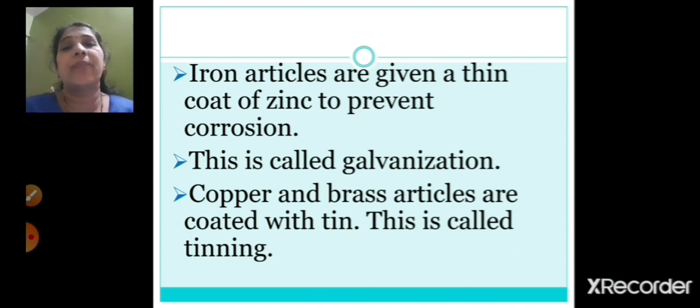So to prevent corrosion, what is done? Iron articles are given a thin coat of zinc. And what is this process called? This process is called galvanization. The copper and brass articles are coated with tin, right? And this process is called tinning.